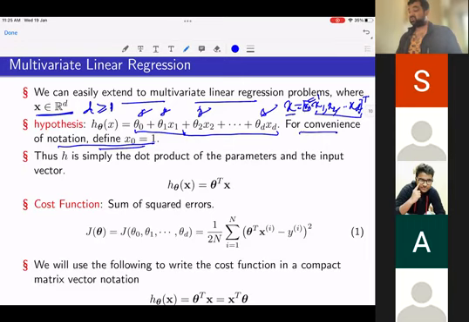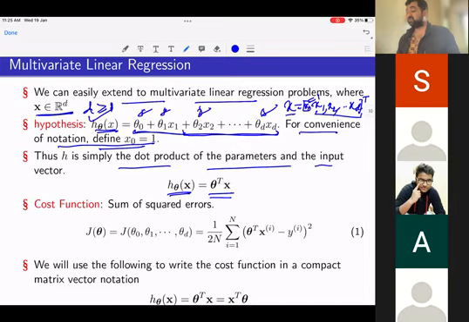So H is simply the dot product of the parameters and the input vector, so it is theta transpose x. This H theta x can always be written as theta transpose x, where theta is the vector theta 0 to theta d, and x is the vector x0 to xd. Now the sum of squared errors. This is a dot product, which simply is a scalar. So a dot product is a scalar, this H theta x, however you may think about it.